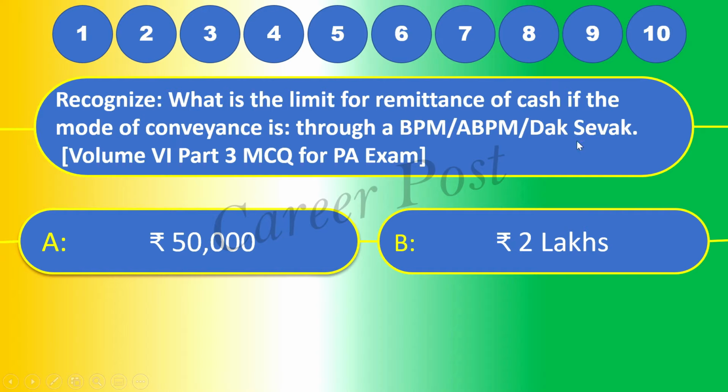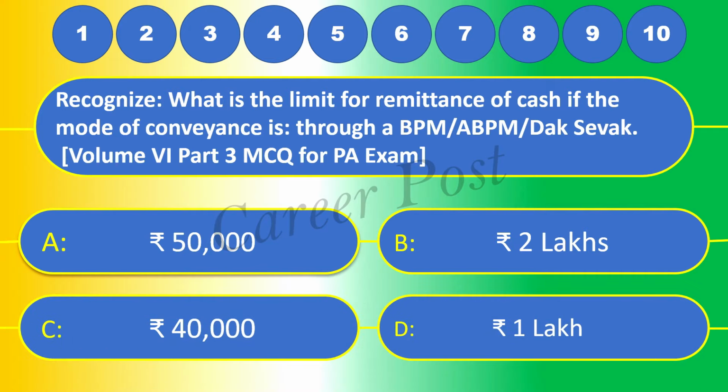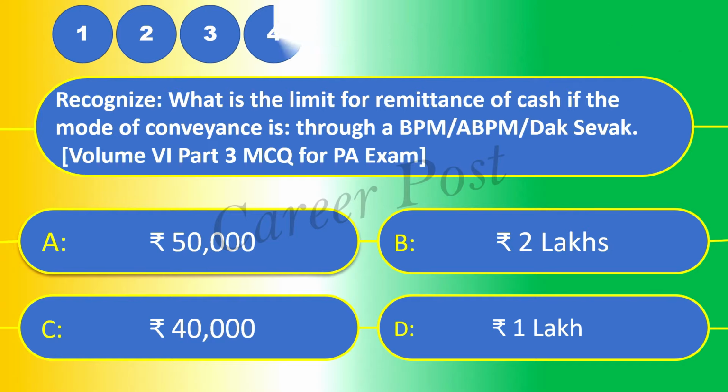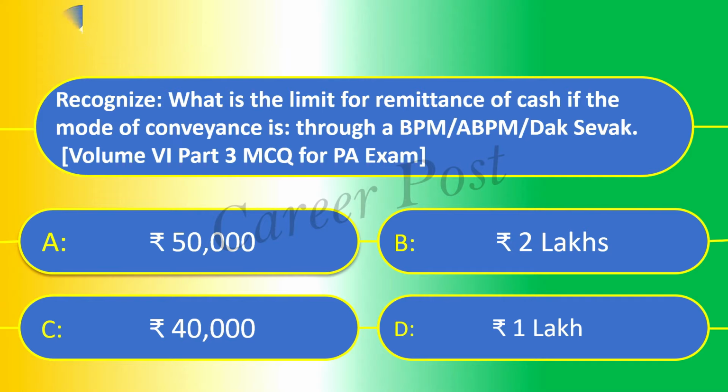The options are A, 50,000, B, 2 lakhs, C, 40,000, D, 1 lakh. Your time starts now. That means single BPM or single ABPM or single Gramin Dak Sevak. Post your answer in the comment section. The answer is 1 lakh. Single BPM, it is 1 lakh. 2 BPM, or 1 BPM and 1 ABPM, also it is 2 lakhs.